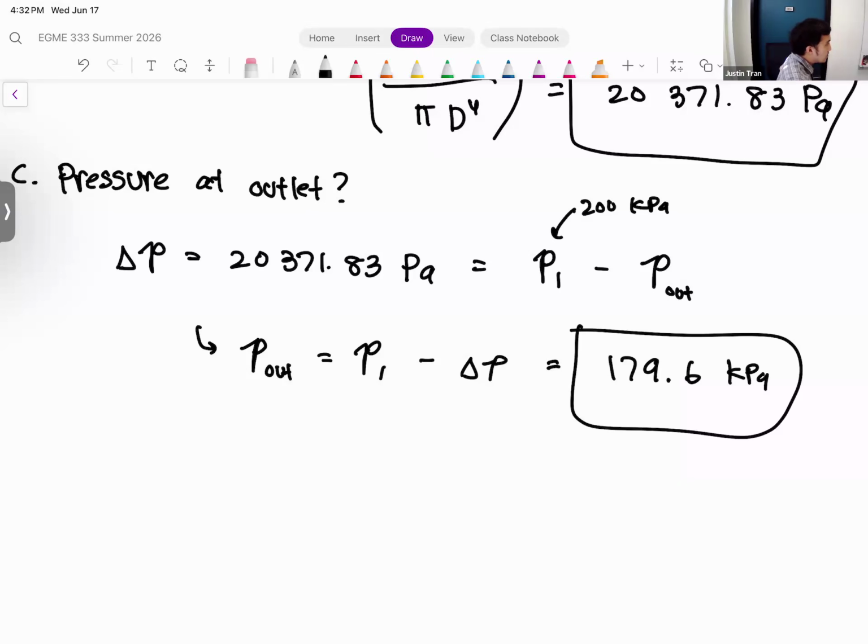Now, the second part of part C asks us to find the pressure at the middle of the pipe. This one's a little bit more tricky, because we can't use the formula that we had above, or at least we can't use part B for this part. So we need to do this in two parts. First, we need to compute the pressure drop from the inlet to the middle of the pipe.